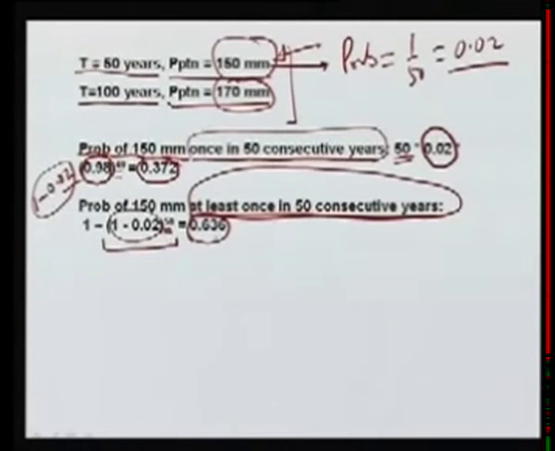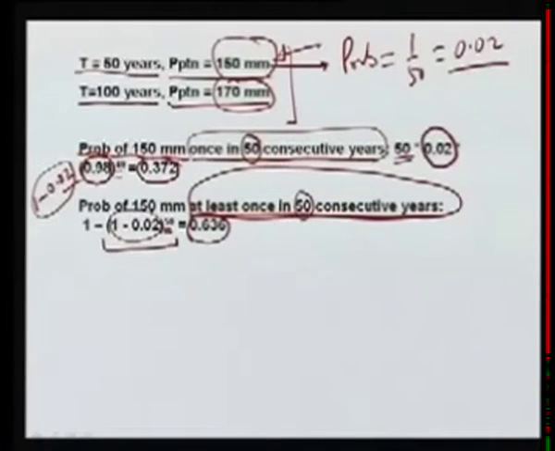So this tells us about the probability of occurrence of any return period rainfall in the next few years. We may not do it in 50 years, we may sometimes look at the next 100 years, 150 years, 1000 years, and so on, but this is the way we can compute the probability of occurrence or non-occurrence of an event.